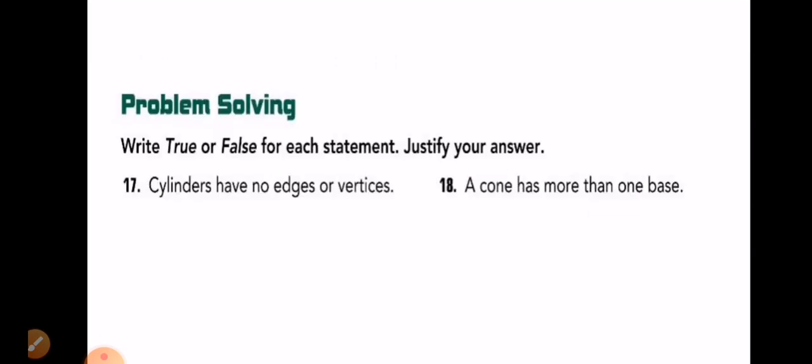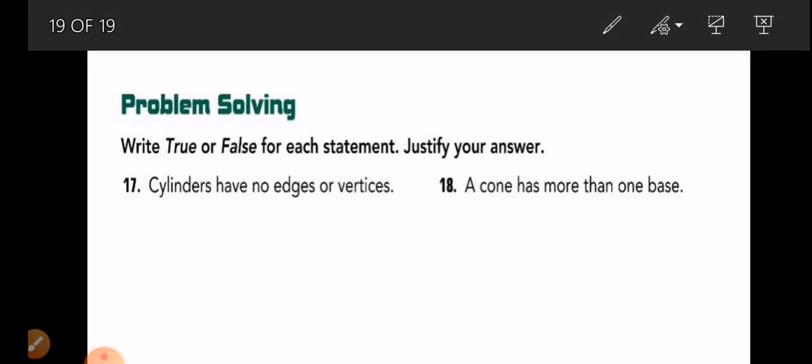Write true or false for each statement. Justify your answer. Question number 17: cylinders have no edges, no vertices. Yes, correct, true. I don't have edges or vertices for the cylinder. Why? For vertices, I must find two straight sides that meet together, and on the cylinder I don't have straight sides. So how will I have vertices? The edge is the same. Two flat surfaces meet to give me the line, the edge, and I don't have this on my cylinder.